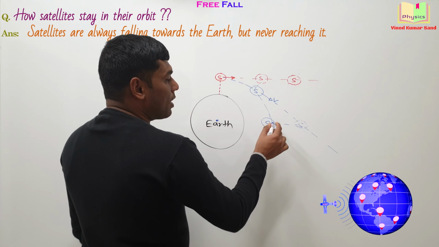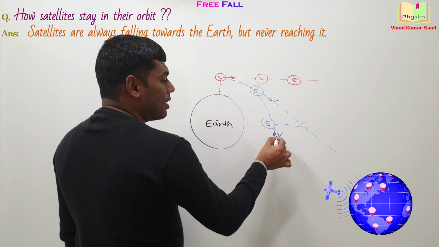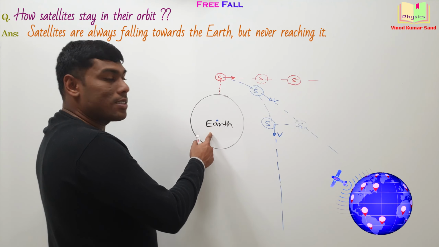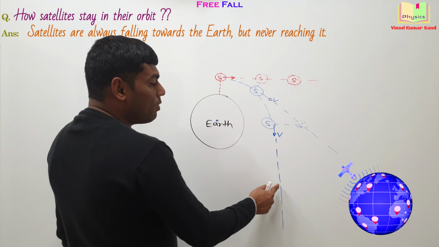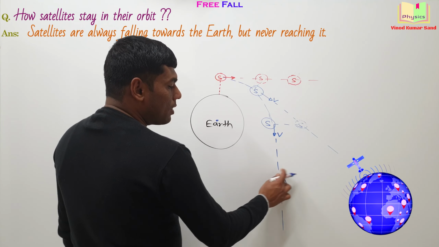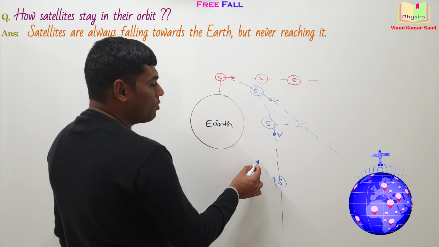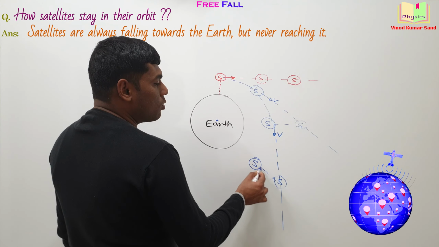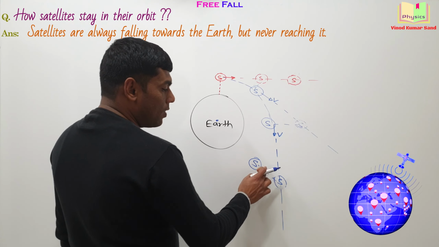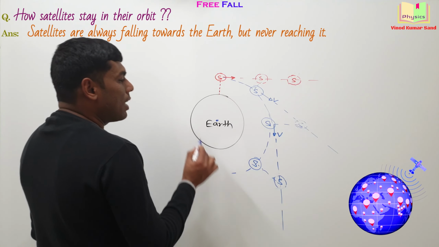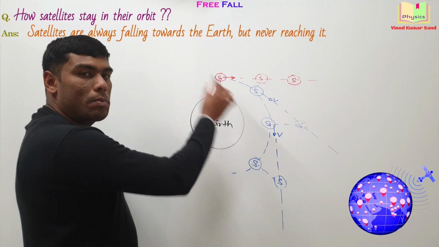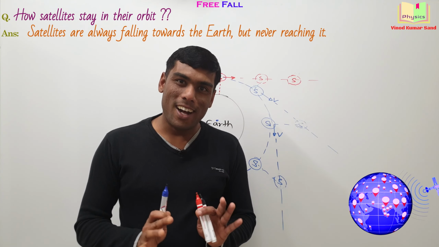Now the velocity vector of the satellite tries to take it like this. But since Earth is present, the satellite will again fall from this path. It won't take up this path. It will fall toward the center of the Earth. So the satellite will actually reach somewhere here. Okay. So in this manner, the satellite will keep on orbiting around the Earth.